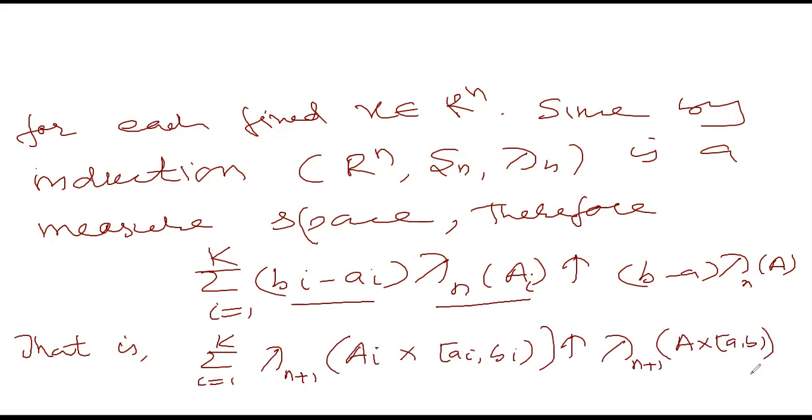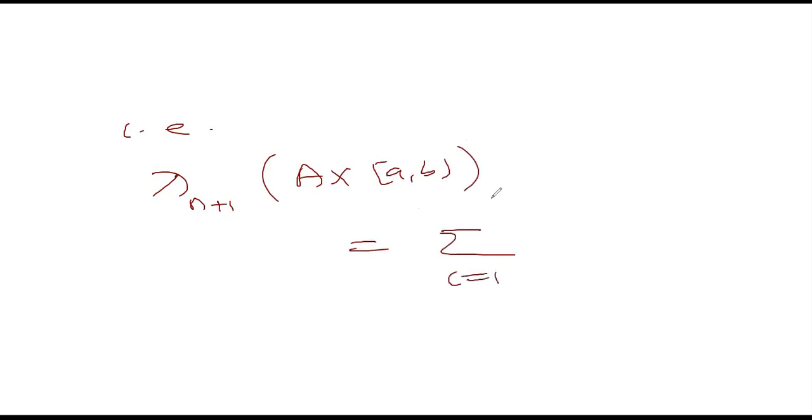So the Lebesgue measure of this one is equal to summation i runs from 1 to infinity of the Lebesgue measure in n plus 1 of A_i cross (a_i, b_i]. So that's this theorem.